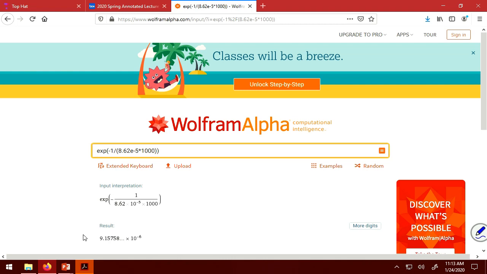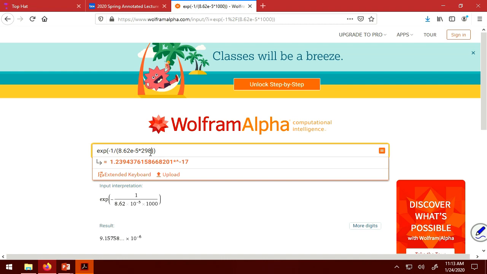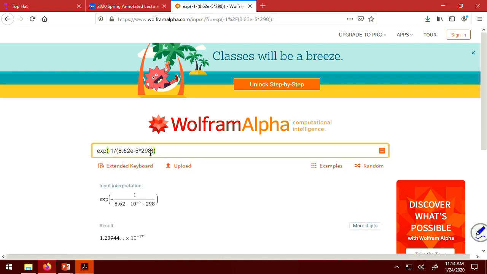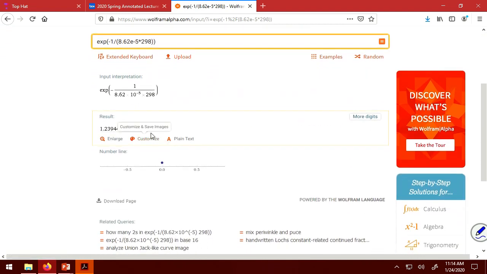What happens if you're at room temperature? Room temperature, let's take it as 25 degrees Celsius, okay? Well, 25 degrees Celsius is 298 Kelvin, add 273. That gives 1.234 times 10 to the negative 17.